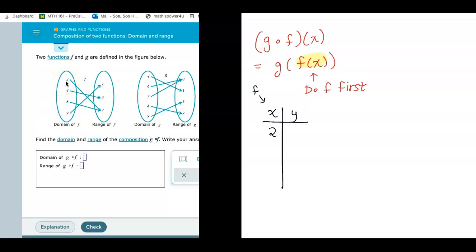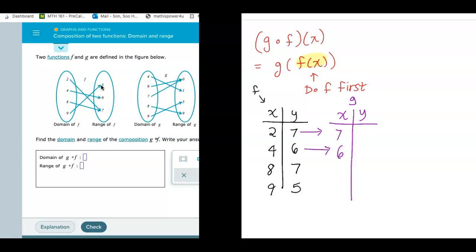So I have 2 is going to 7. 4 is going to 6. 8 is going to 7, and 9 is going to 5. Okay, now I will do the graph for the mapping for g. And when I do the mapping for g, my input values are 7, 6.